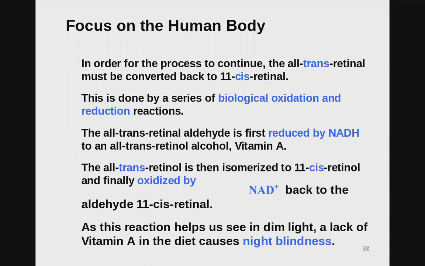Now, those that have a deficiency of vitamin A in their diet can actually have what's called night blindness, which is just a condition that means you can't see in very low light conditions. So you probably shouldn't drive at night.